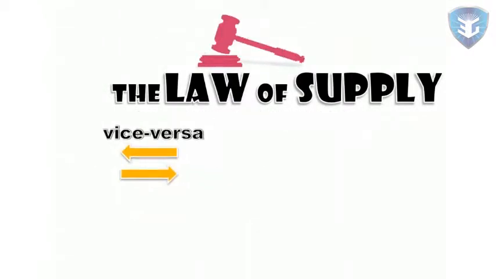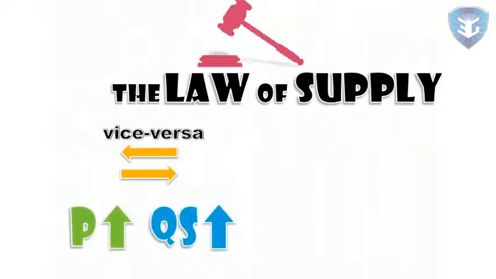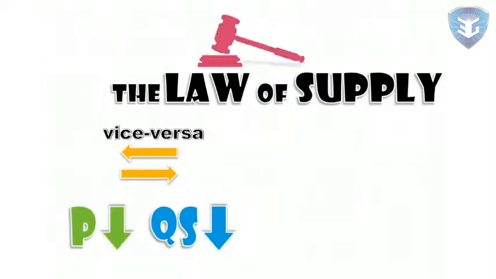When we say vice versa, we mean that just as an increase in price creates an increase in quantity supplied, a decrease in price will create a decrease in quantity supplied. The two will always move in the same direction.